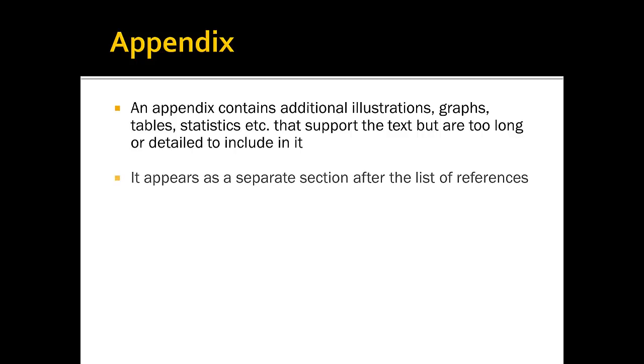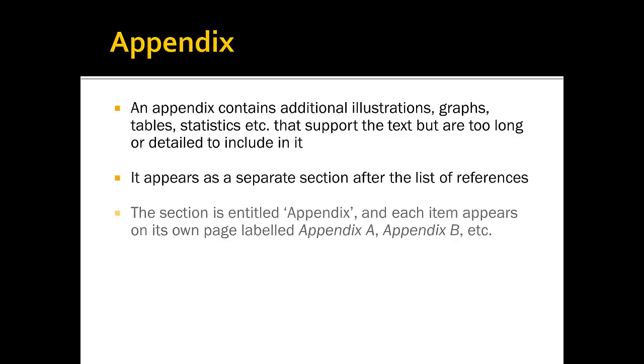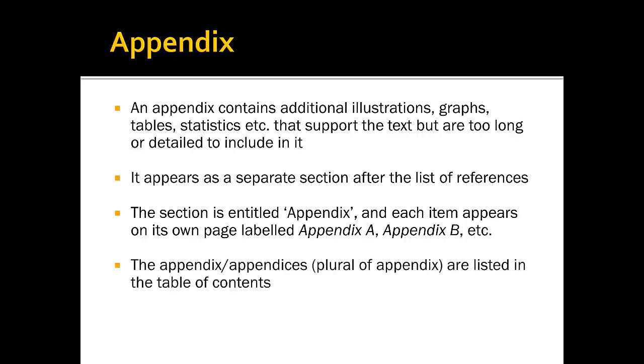The appendix is a section at the end of the document. It contains additional illustrations, graphs, tables, statistics that support the text, but they might be too large or too long or detailed to include in the text itself. It appears as a separate section after the list of references. The section is entitled Appendix, and each item appears on its own page, labeled Appendix A, Appendix B, Appendix C, and so on. And the appendix or appendices, which is the plural of appendix, they're listed in the table of contents. So in the table of contents at the bottom it'll say Appendix A, and then the page number, Appendix B, and then the page number.